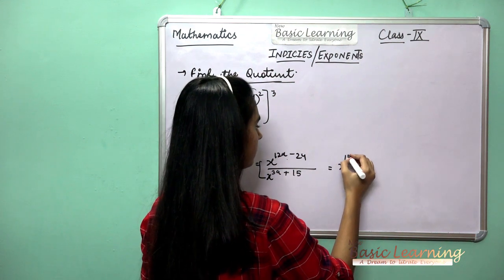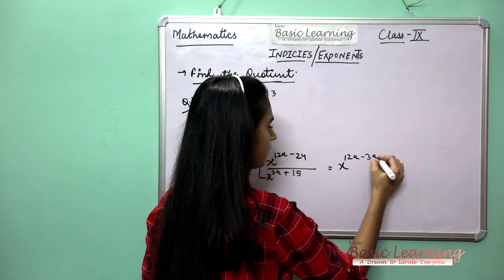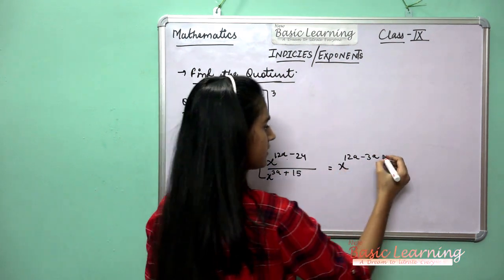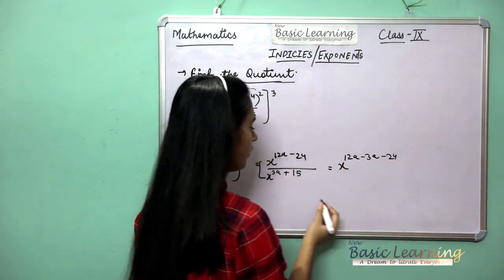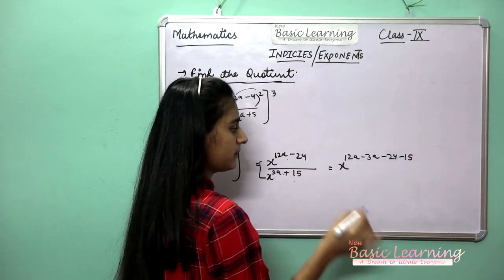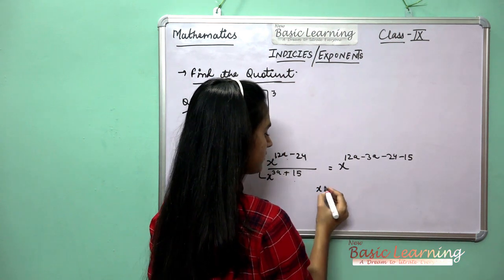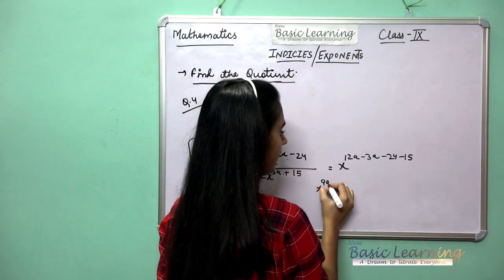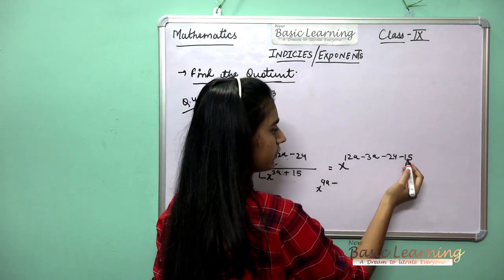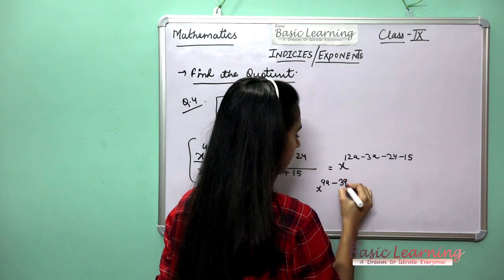So now the x base is the same: 12a minus 3a, minus 24 and minus 15. There will be minus minus only. So here the answer is x to the power 9a, and minus 15 minus 24 will give 39.